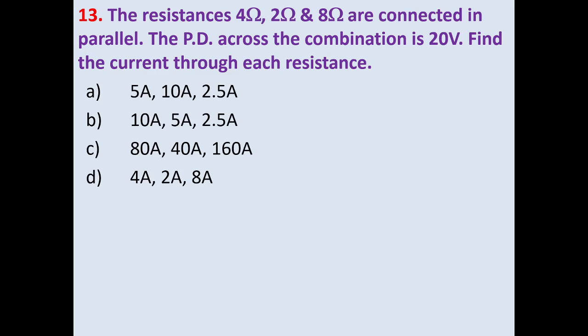The resistances 4 ohm, 2 ohm and 8 ohm are connected in parallel. The potential difference across the combination is 20 volt. Find the current through each resistance. So three resistances, these are connected in parallel.